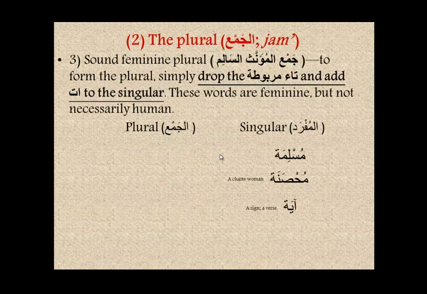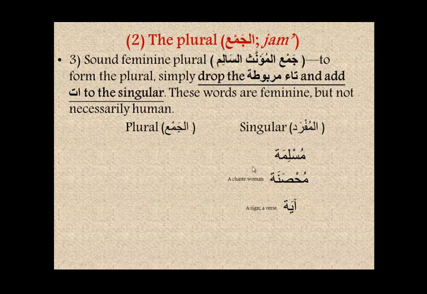And the last type of plural is called the sound feminine plural, Jam' al-Mu'annath al-Salim. To form this, we simply drop the ta marbuta at the end of the feminine singular, and we add at to the singular. We add at, which is an alif and a ta. These words are feminine, but not necessarily human.